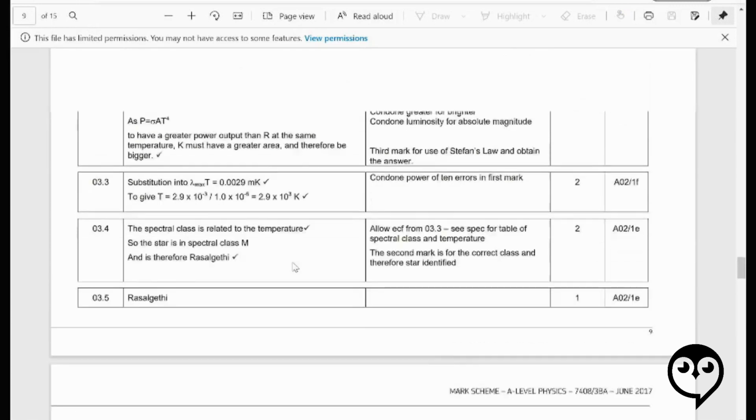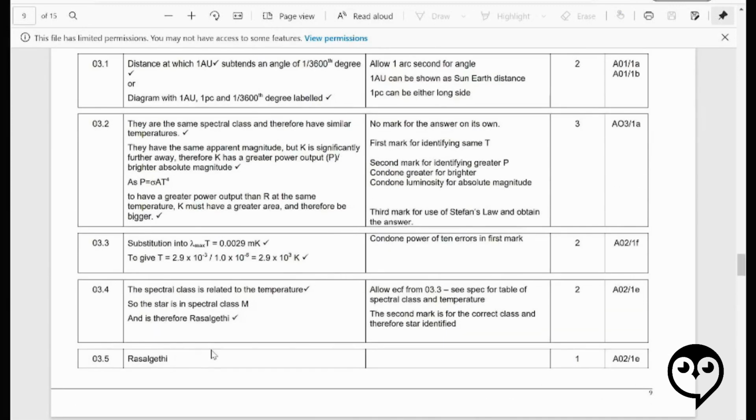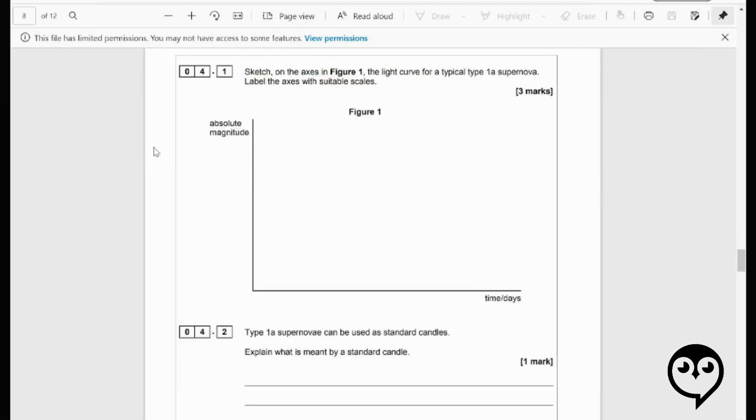That's fine. We were right about Rassel-Gethy. I think our reasoning was sound. We also talked about it being the only spectral M class, and so that's the one as well. It's the one here that we got the 2.9 times 10 to the 3, or 2900 Kelvin for. Yeah. So that's all good. Let's get on to number 4 here. They want you to do a sketch of a light curve for a typical 1A supernova, absolute magnitude versus time in days.